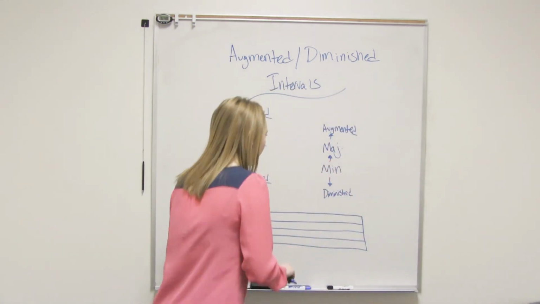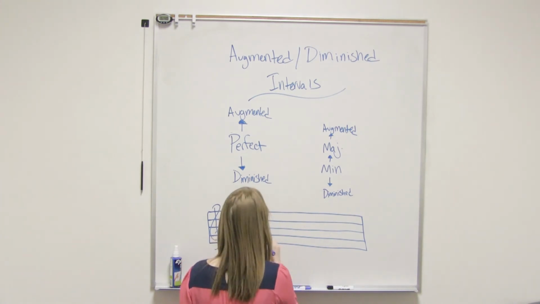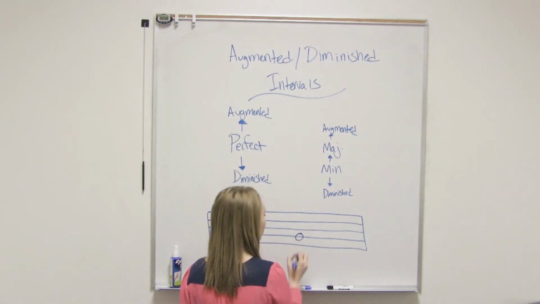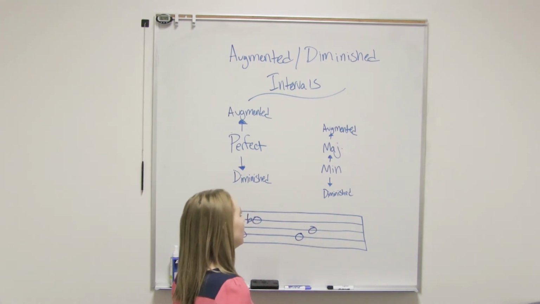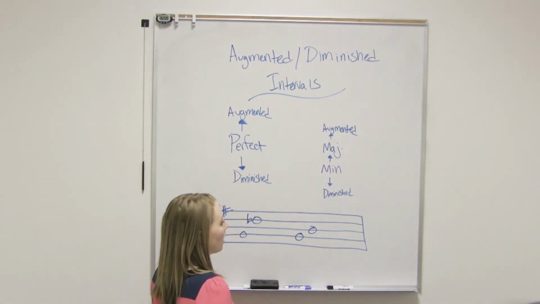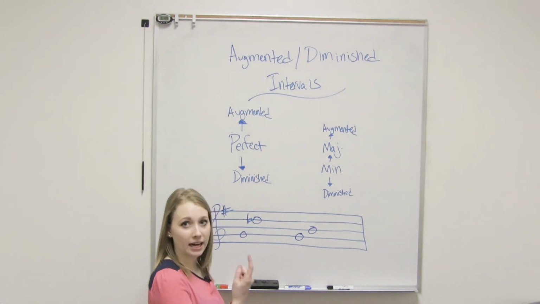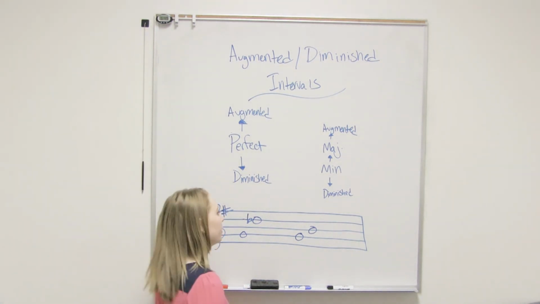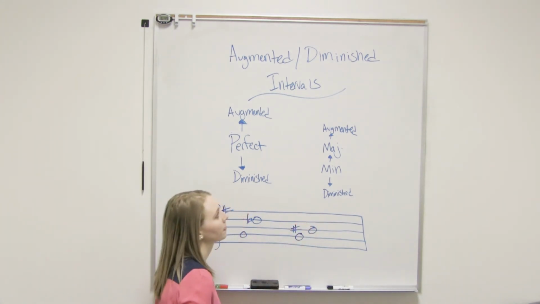So let's take a major interval, for instance. We're in the key of G. We'll use G and then we'll do a major third, which is B. To make that interval augmented, we either need to lower the bottom pitch or raise the top pitch by a half step. So I'm going to raise the top pitch, which will be B sharp.